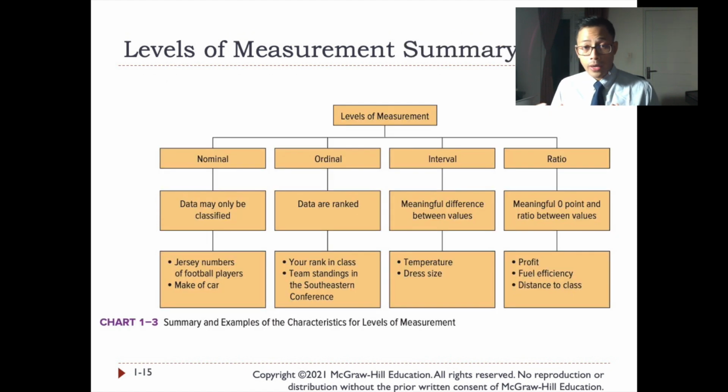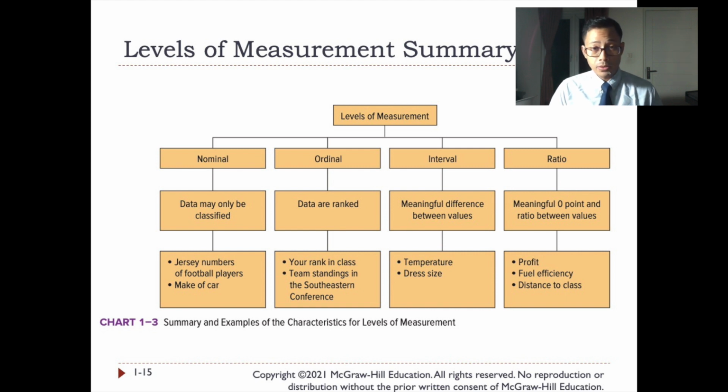Okay, just to wrap up on the discussion of levels of measurement. There are four, starting with the nominal, and then the ordinal, interval, and then ratio. For the nominal, data can only be classified. However, on the ordinal, you can actually rank the data. For the interval, there are meaningful differences between the values, and for a ratio, there is a meaningful zero point, and meaningful ratios between the values.